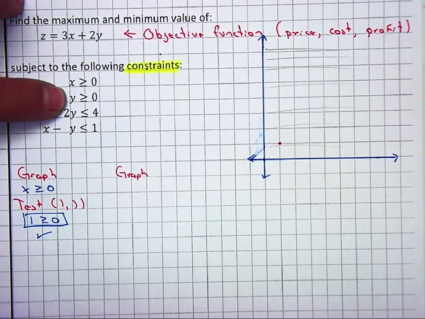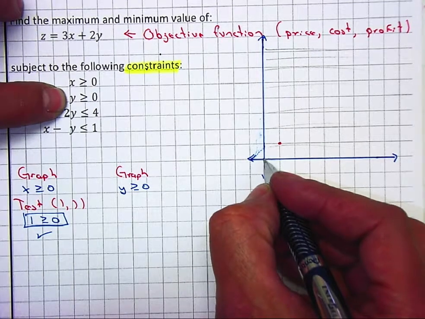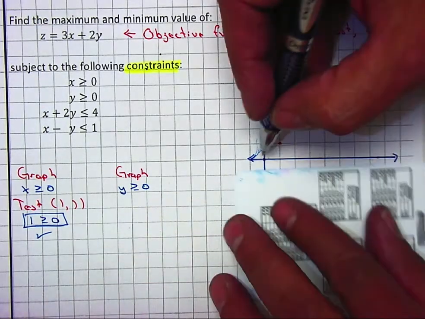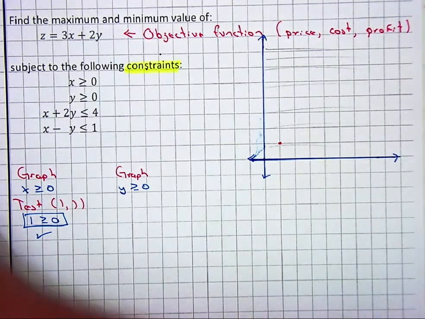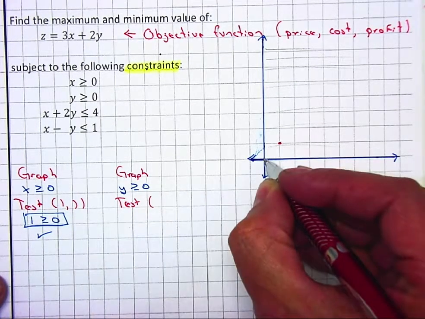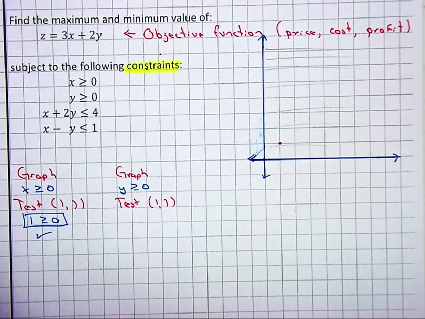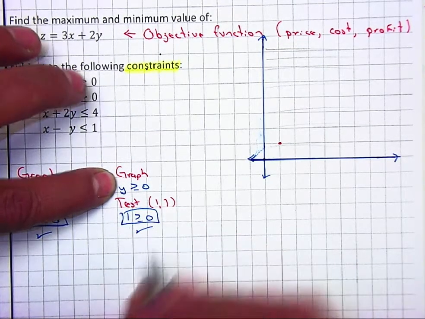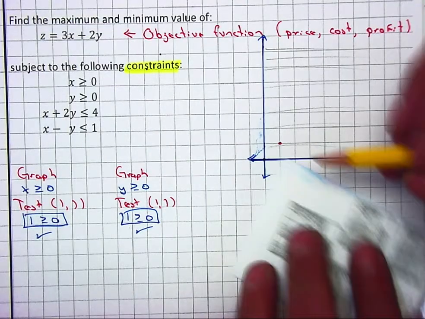Y is greater or equal to 0. That means it's going to cross the y-axis at 0. That means there's going to be a horizontal line at 0. And I need to decide which side to shade. So therefore, I'm going to test not 0, 0, because the line is going through 0, 0. So I'm going to test once again 1, 1. The y will be 1 is greater or equal to 0. Once again, that's also true. So therefore, I need to shade above.